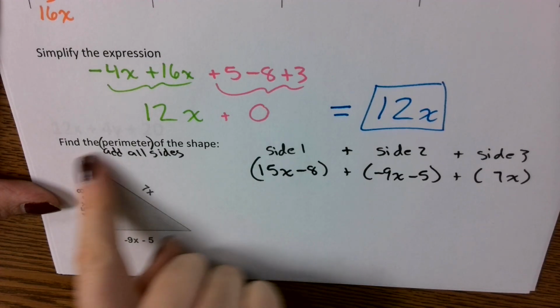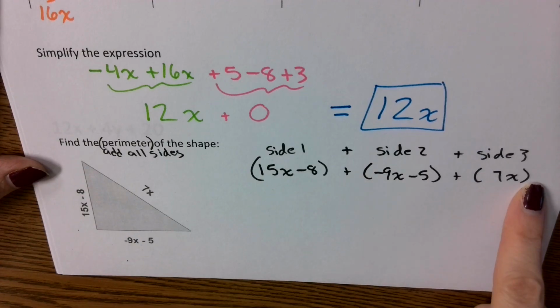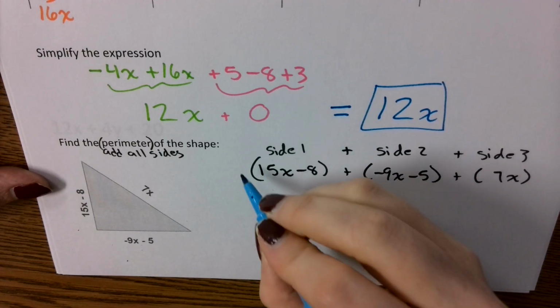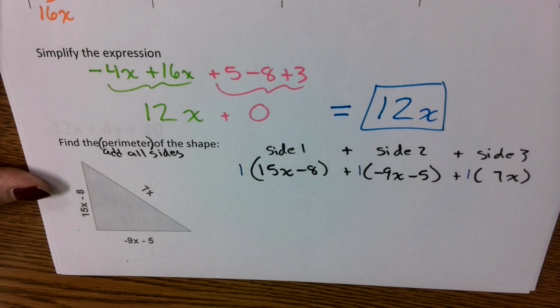Okay, so again, perimeter means you're adding all the sides. There's side 1, side 2, side 3. This should look familiar. You've got some parentheses here. That means that we've got some of those invisible 1s in front of it. The good thing is that they're all positive. So if they're all positive, are they changing anything?